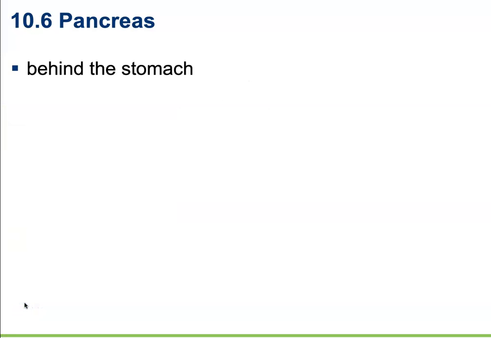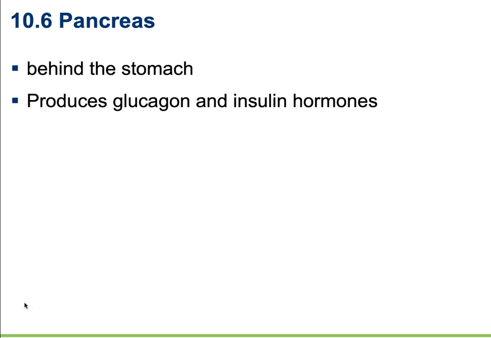All right, next we have the pancreas, which is going to be located just behind the stomach. It's going to ultimately be responsible for producing glucagon and insulin hormones. So this is the organ, or the gland, that is primarily responsible for maintaining our blood sugar levels. Glucagon is going to increase our blood sugar levels.